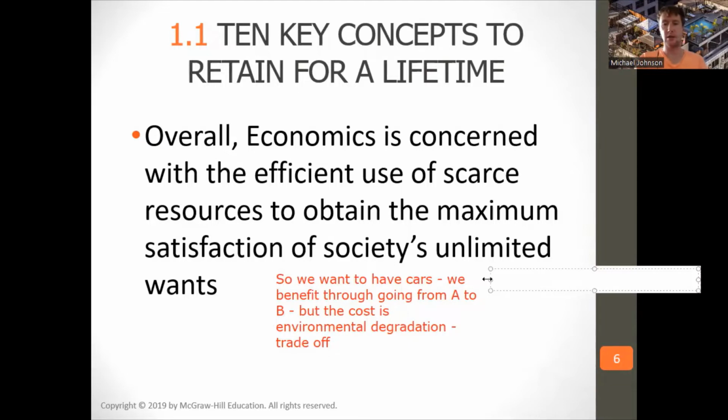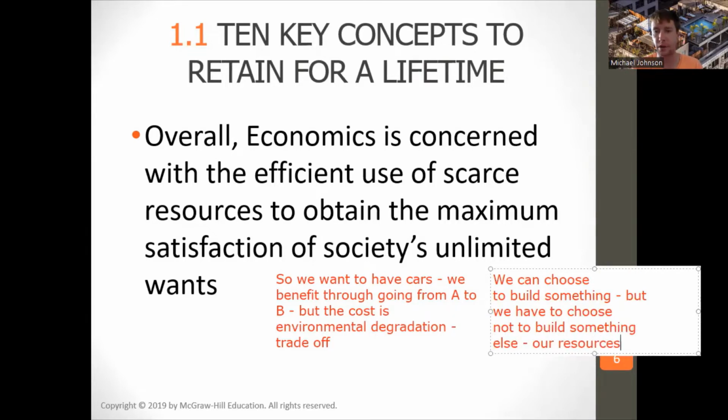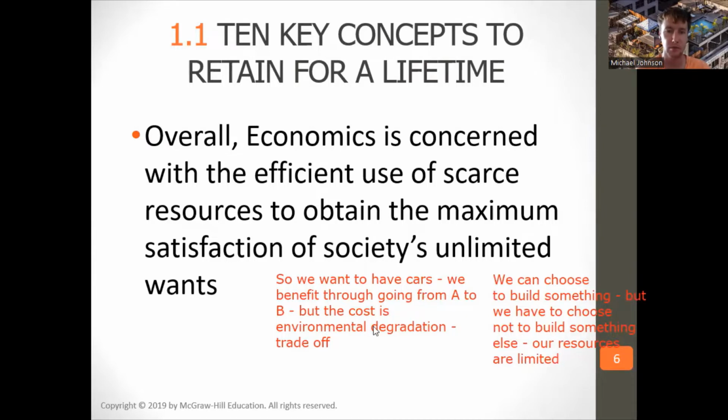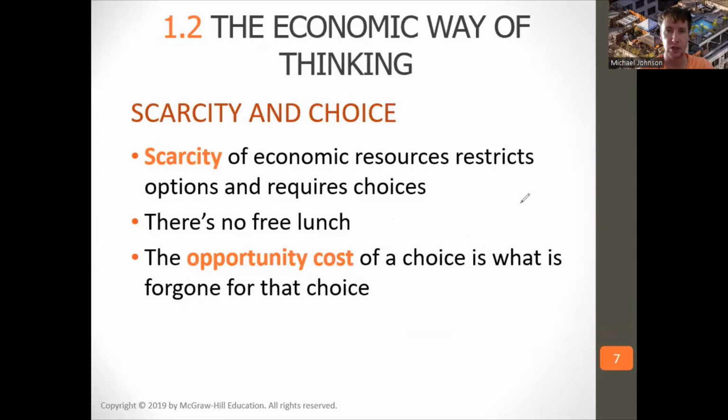And also, we can choose to build something, but we have to choose not to build something else. Our resources are limited. So the resources are limited, so we have to choose. We have to make choices that are best for us in terms of resource use. The scarcity of economic resources restricts options and requires choices. There's no free lunch. So the opportunity cost of a choice is what is foregone for that choice.